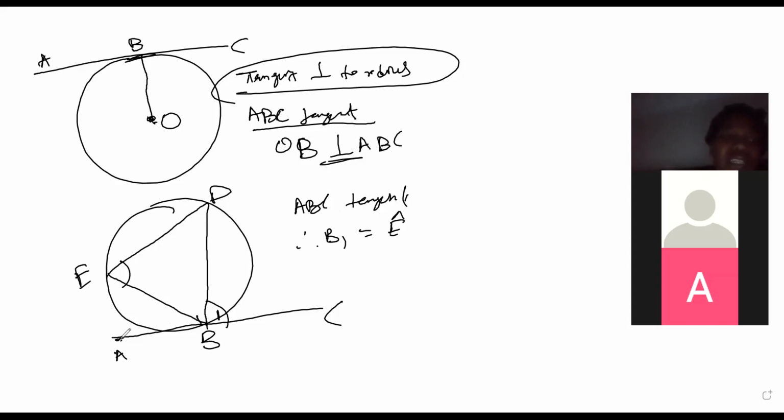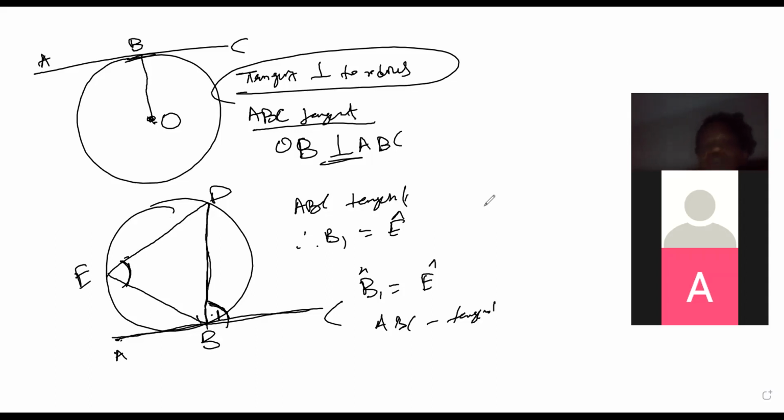So the angle between this tangent and a chord drawn from the same point of contact is equal to the angle in the alternate segment, the angle in the other segment. So that is the tan-chord theorem. For the converse, if they tell you that B1 is equal to angle E, therefore ABC will be a tangent. Okay, right. So that is that.